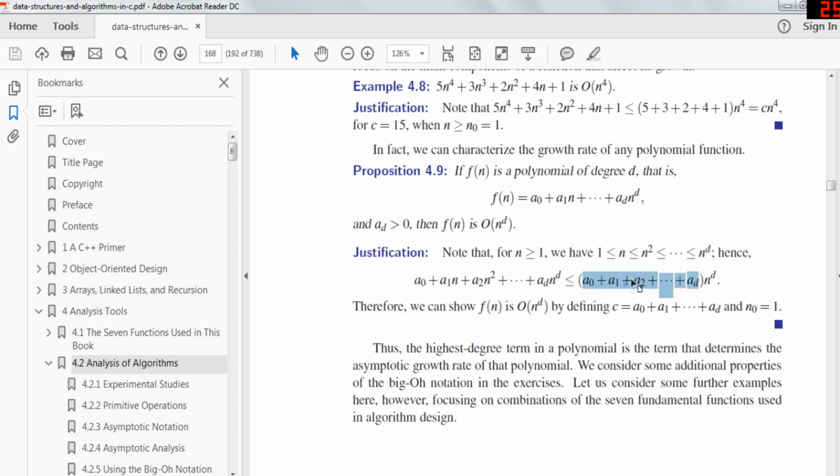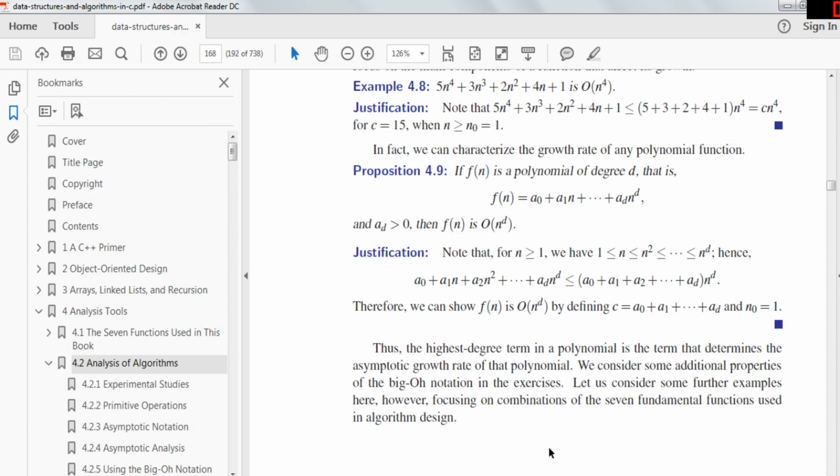coefficients, it's going to be greater than the last coefficient multiplied by the highest power. So that's why this is always going to be greater than this, and it will trump this value for this last power equation. Therefore, you could show that f of n is O of n to the d by redefining c equal to a0 plus a1 plus all the way up to ad, and n naught equal to 1. Thus, the highest degree term in a polynomial is the term that determines the asymptotic growth rate of the polynomial. We consider some additional properties of the big O notation in the exercise.